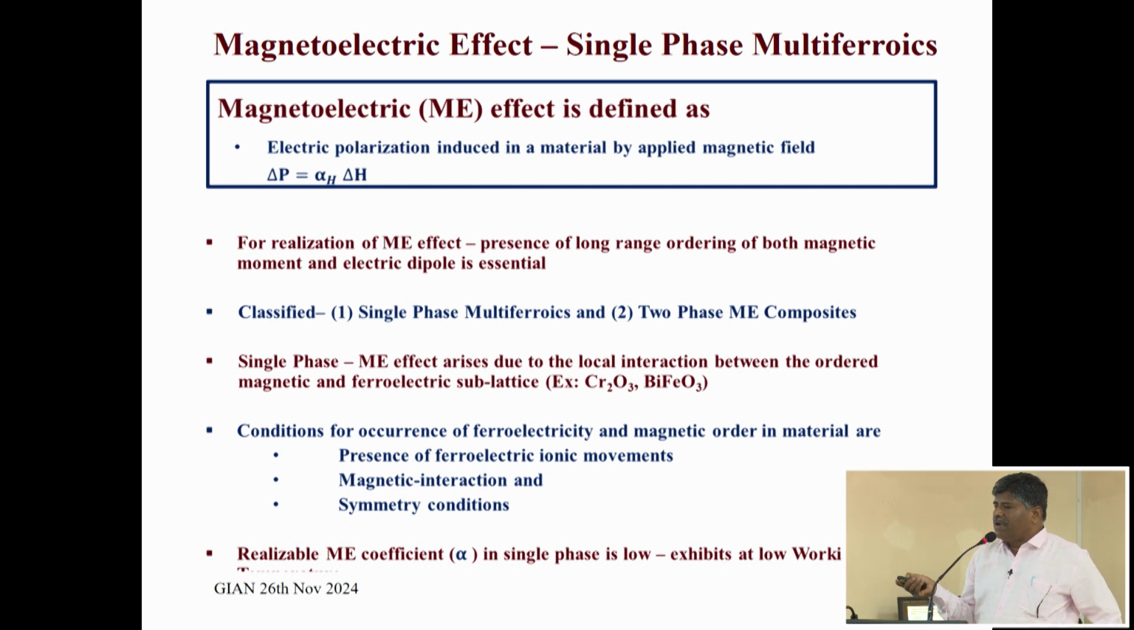As far as the single phase multiferroics are concerned, chromium oxide and bismuth ferrite are very well known examples. Now I will not go into the details of the physics behind why this kind of material gives you multiferroic property, but what you have to understand at this point is these are material systems which have ferroelectricity and ferromagnetism simultaneously, and it is possible to change the magnetization by means of an electric field, or the electric polarization by means of a magnetic field, in these kinds of material. So this is the multifunctionality.